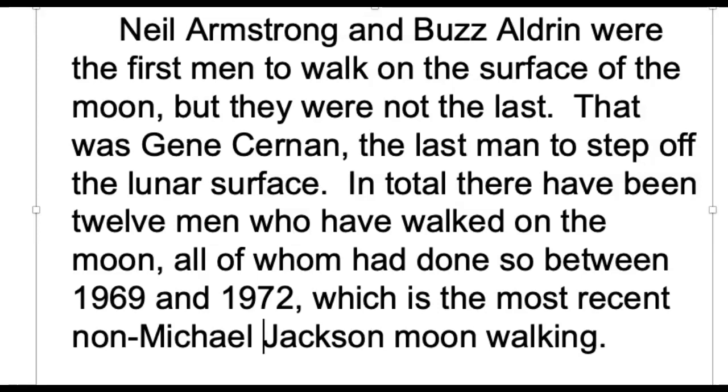Okay, so if we're to ask ourselves, what is the main idea of this paragraph? Let's check out the first sentence. Neil Armstrong and Buzz Aldrin were the first men to walk on the surface of the moon, but they were not the last. And then the last sentence is talking about how 12 men have walked on the moon, and they did it between 69 and 72. Okay, so what do you think the main idea is?